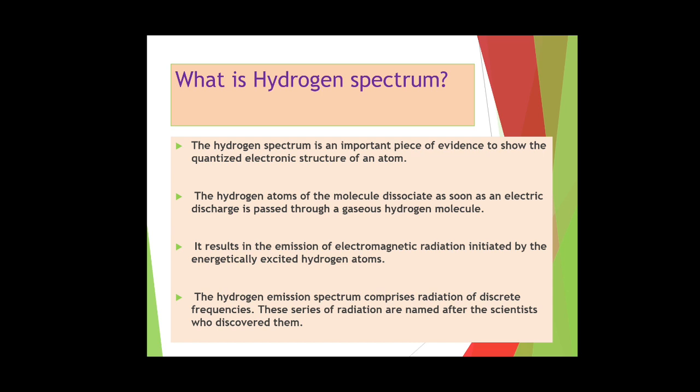What is the hydrogen spectrum? The hydrogen spectrum is an important piece of evidence to show the quantized electronic structure of an atom. The hydrogen molecule dissociates into atoms as soon as an electric discharge is passed through gaseous hydrogen. It results in the emission of electromagnetic radiation initiated by the energetically excited hydrogen atoms. The hydrogen emission spectrum comprises radiation of discrete frequencies. These series of radiation are named after the scientists who discovered them.